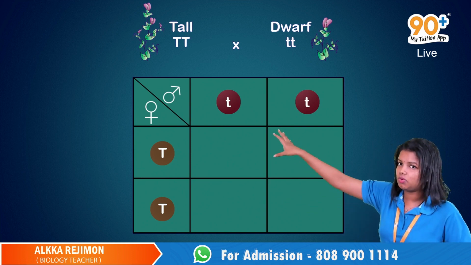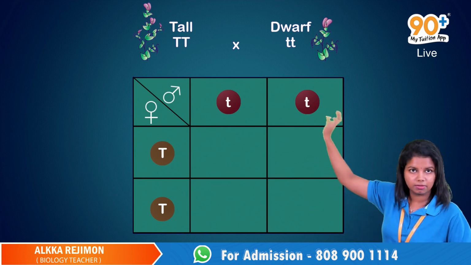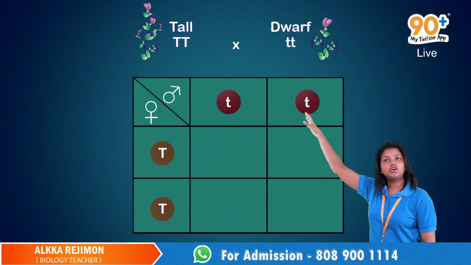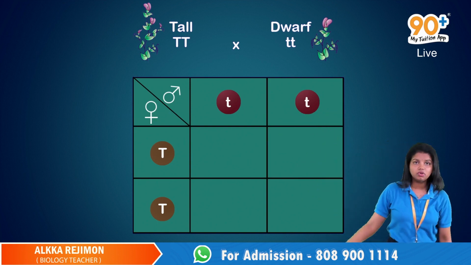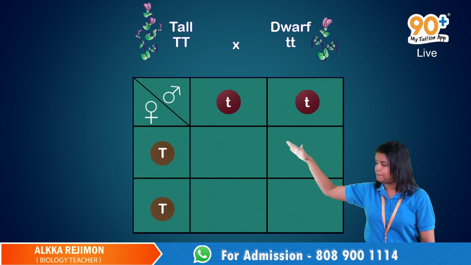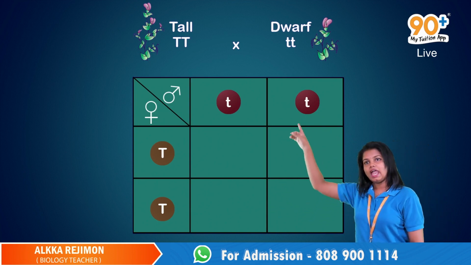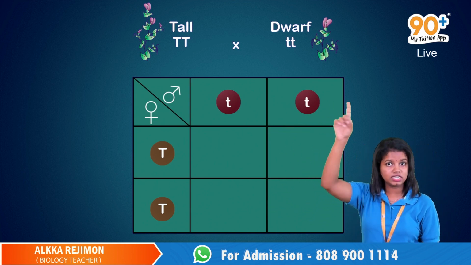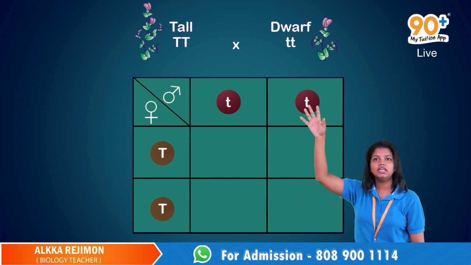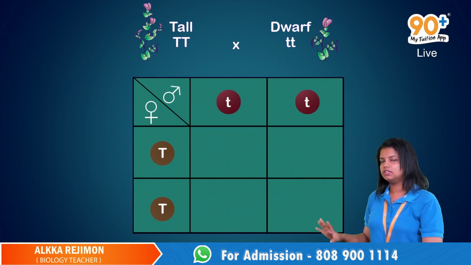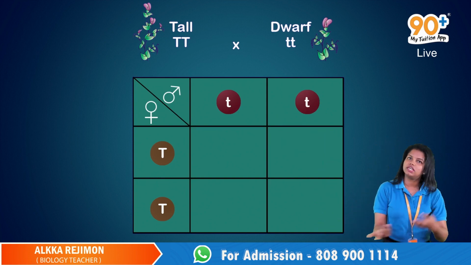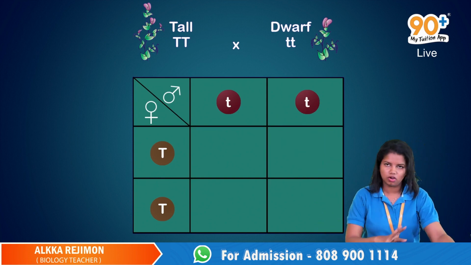So you can see on one side we have marked male and female. Then we have written the genes of tall and dwarf. In the vertical section you can see capital T small t, and in the horizontal section you can see small t. That means we are writing the genes of both parents. And let's see how the child or the children are going to be. Okay.